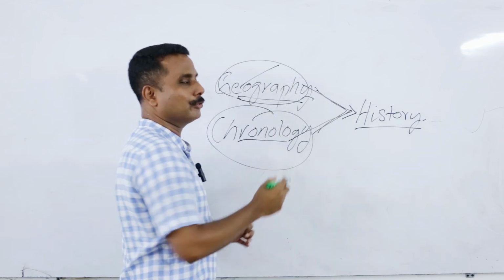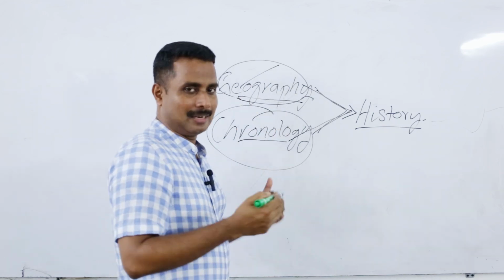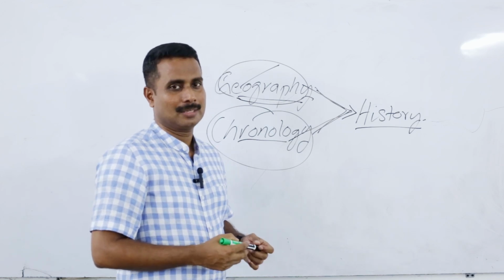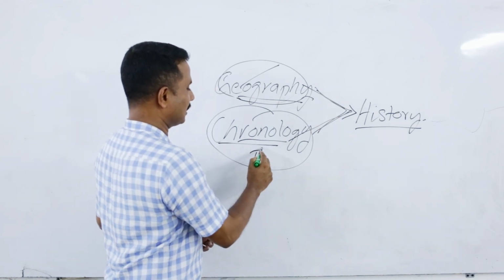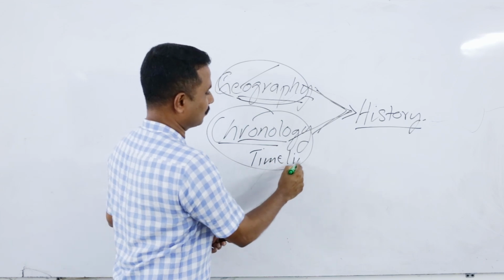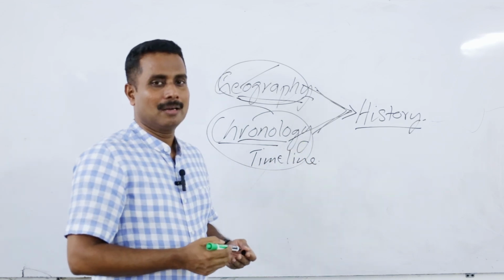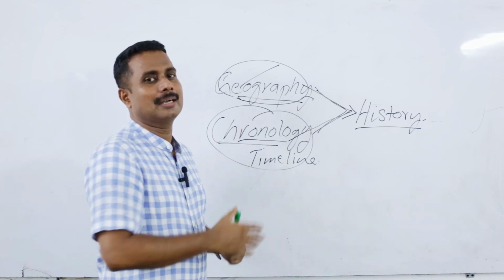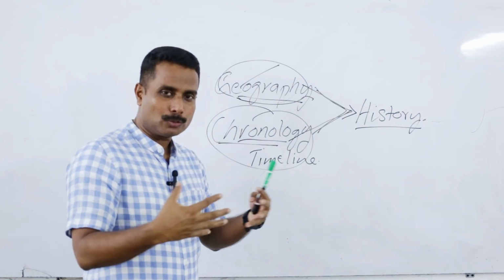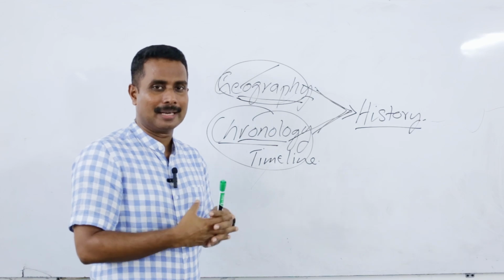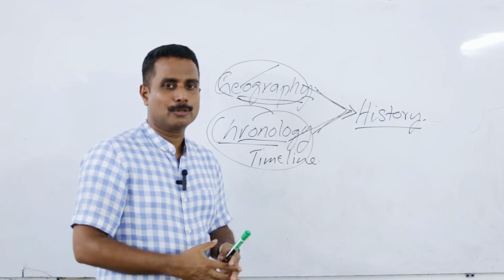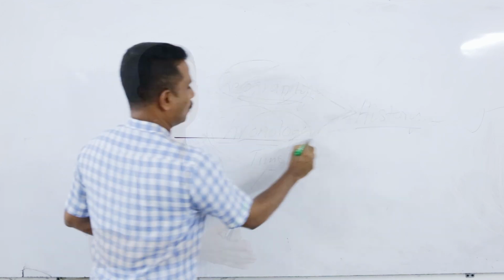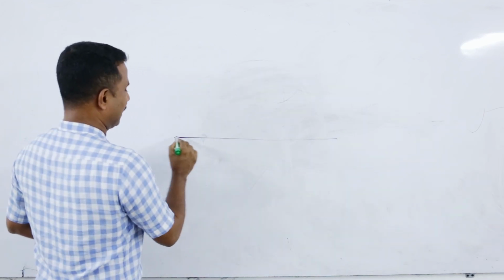Geography, as you know, is the subject that deals with the Earth's surface and its systems. Similarly, chronology is a timeline, the order in which a series of developments took place in historical time. So you need to club these two basic ideas in your history lessons to have a better perspective of history.